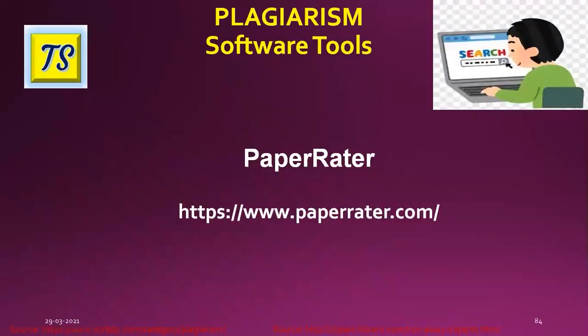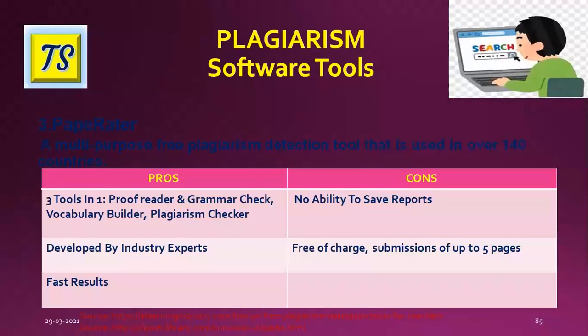The next one is Paperrater. This is also a free version. See the pros. It's a collection of various applications, of course. It helps you check proofs and grammar. The vocabulary builder is available, and the plagiarism checker is also available. Some packages will check the similarities only, but this package helps you check grammatical errors. In English, the language corrections are also detected by this package. Fast results.